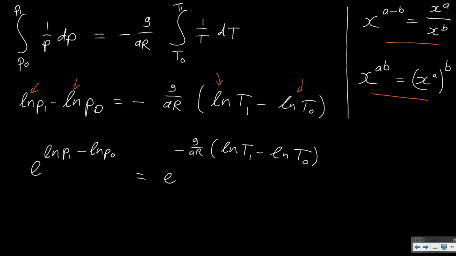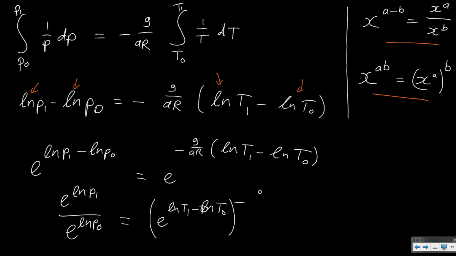So minus means dividing, so this is the same as e to the power ln p1 divided by ln p0, which is the same as e to the power ln t1 minus t0 minus ln t0. Still readable? No, barely, but sufficiently. Raised to the power minus g divided by aR.